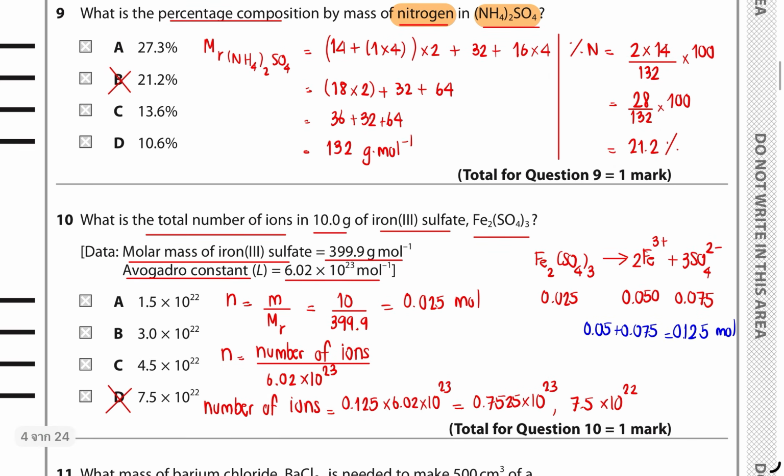Now let us move to question 10. What is the total number of ions in 10 gram of iron sulfate, which is this one? Given that molar mass of iron sulfate equal to 399.9 gram per mole and Avogadro constant L equal to 6.02 times 10 to the power of 23 per mole. So first of all, we have to find the number of mole. So mole equal to mass over Mr. So we will have 10 divided by 399.9. So the number of mole equal to 0.025 mole.